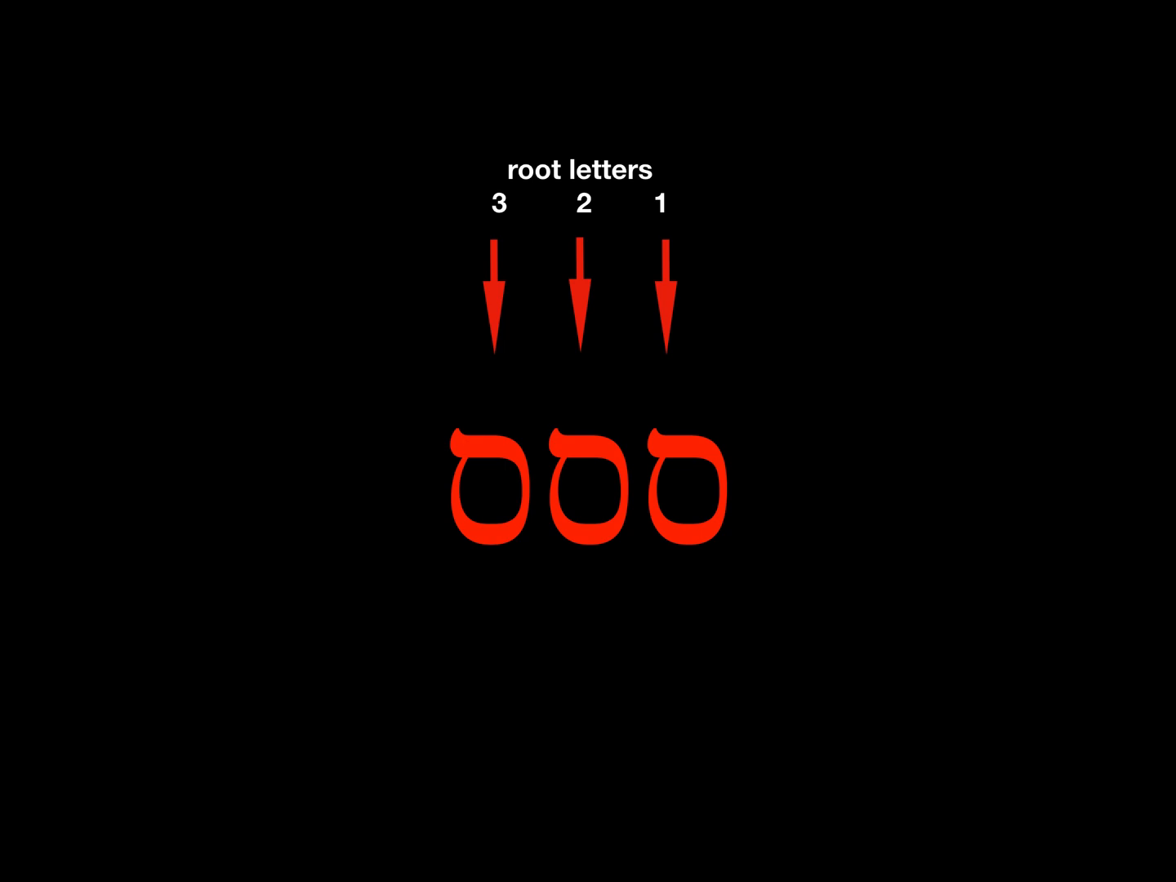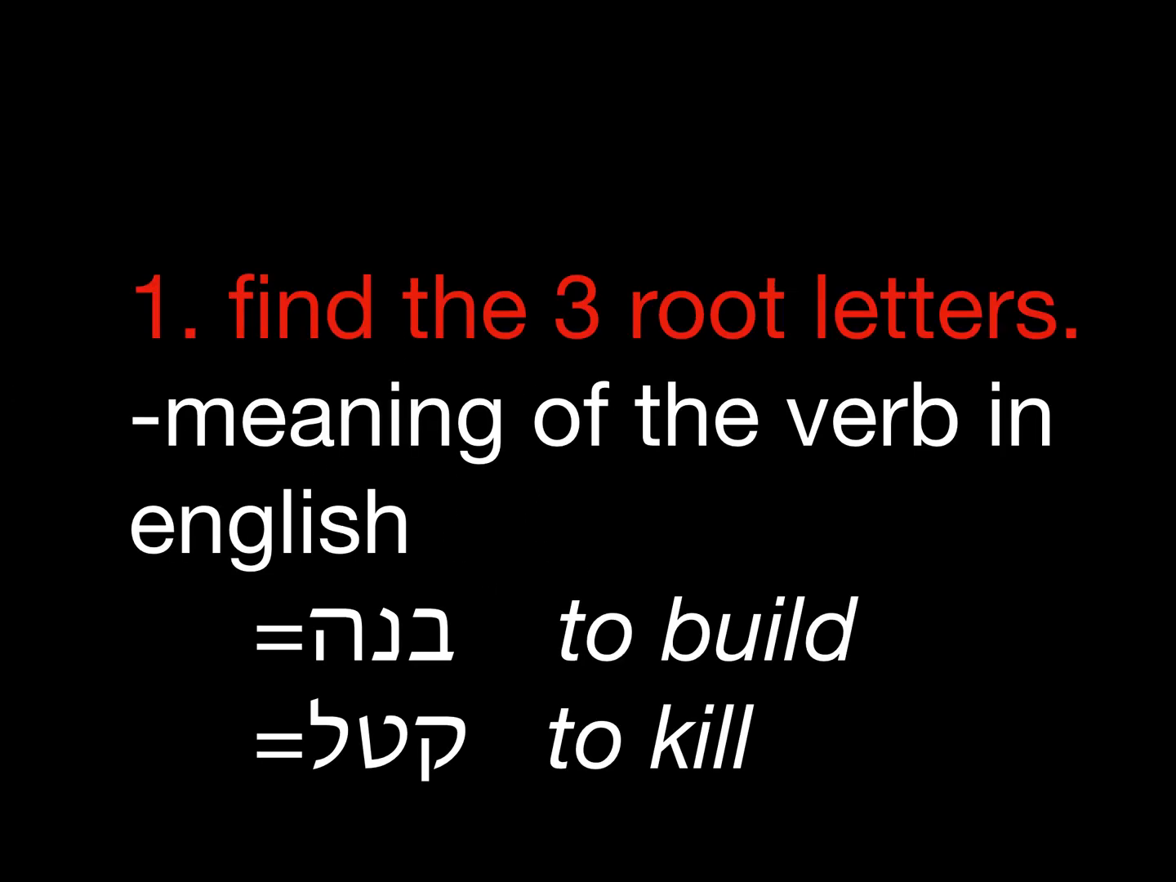As an example that we've been looking at is the verb katal, which means to kill. So you have the 3 root letters, Kof, Tet, and Lamed. Now, if you are looking at a verb and it is, for example, a perfect, the first thing you need to do is find these 3 root letters. Here is another example, bana, which means to build. So you have bet, nun, and he at the end.